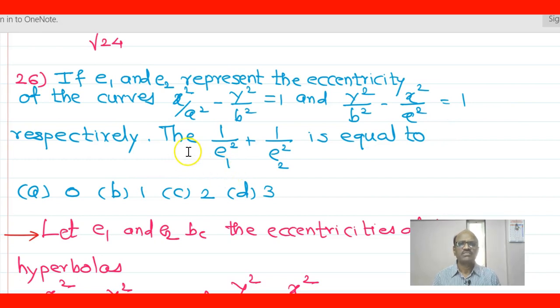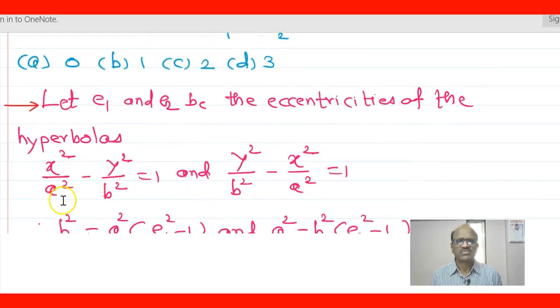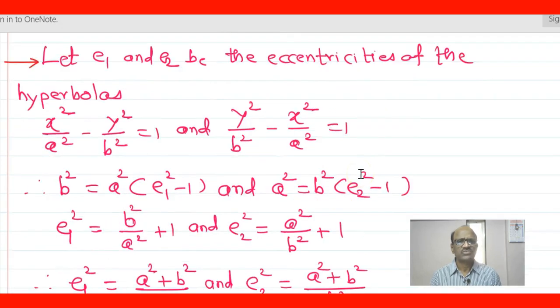Then find the value of 1 upon e1 square plus 1 upon e2 square. These are the eccentricities, and these are the equations of the hyperbolas. We will write the formula for their eccentricity and calculate it. The hyperbolas are x square upon a square minus y square upon b square equals 1, and y square upon b square minus x square upon a square equals 1.